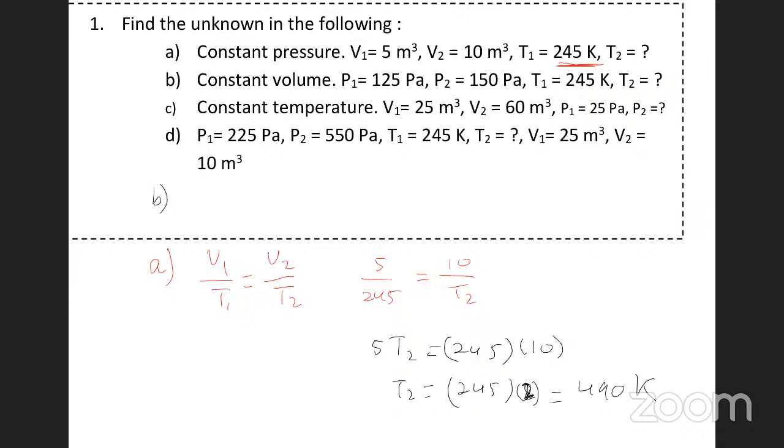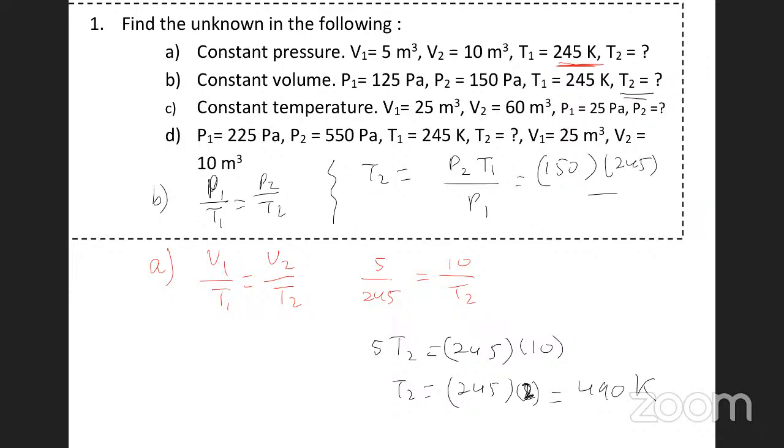Constant volume. So with constant volume, we're using the pressure law, right? P1/T1 is equal to P2/T2, and they want us to find T2. So sometimes I like to make T2 the subject one time. Cross multiply, you'll get P2 multiplied by T1 divided by P1, right? That will just help me. I don't want to rearrange anything again, right? P2 is what? 150. T1 is 245. And P1 is 125.